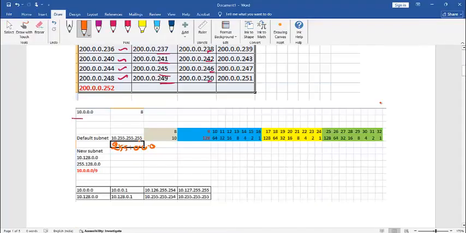Okay. So class A default mask is 255.0.0.0. Now 8 bit you are going to give, which is this octet. Completely you are giving. So the new subnet mask will be 255.255.0.0. Correct.